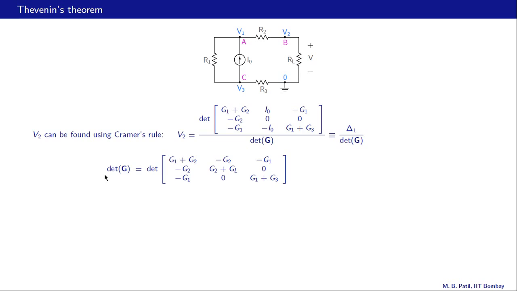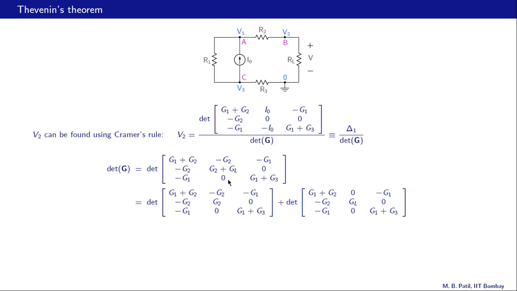Let us look at the denominator now, that is the determinant of G. This is our G matrix, and this determinant does depend on GL. We have GL over here, and what we will do now is write this column as the sum of two columns, column 1 minus G2, G2, 0, column 2 0, GL, 0, and if we do that we can write this determinant as the sum of two determinants. This determinant has no GL term in it, whereas this one does have GL in it right there.